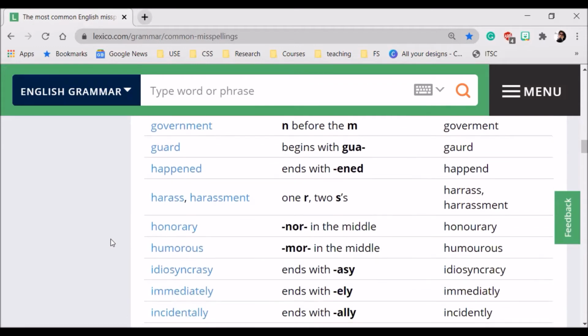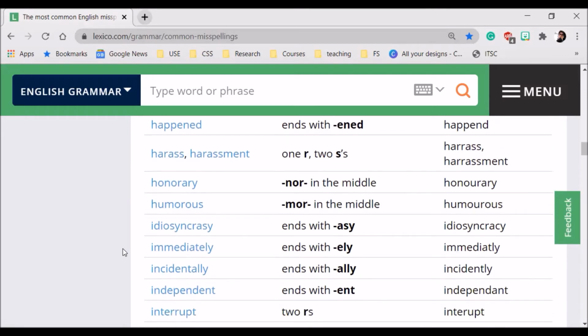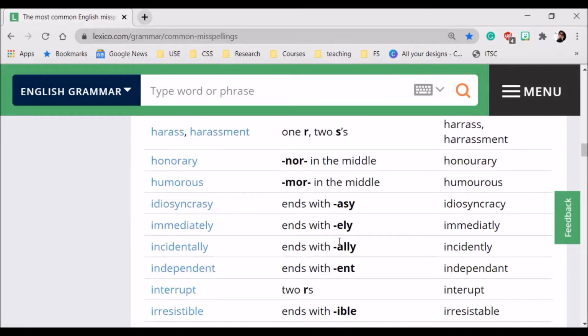Okay, then we have guard, U comes before A. We have happened, it has ENED. Harass has one R and two S. Okay, so not the two R and two S, rather one R and two S. Honorary, okay, and OR in the middle, not OUR. Then we have humorous, immediately ends with ELY, not ALY.